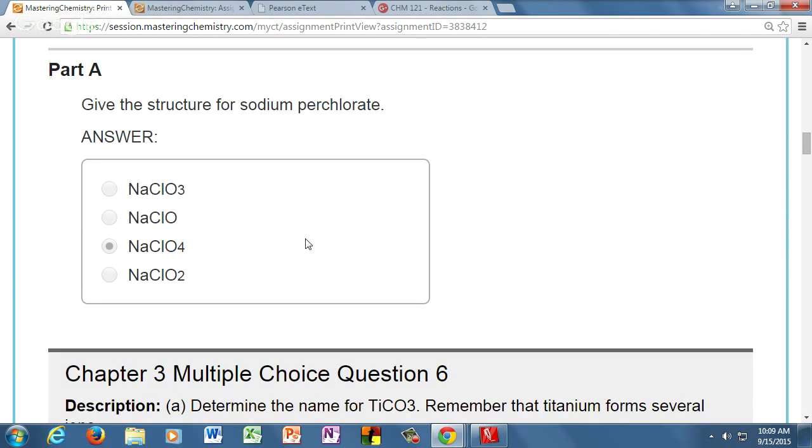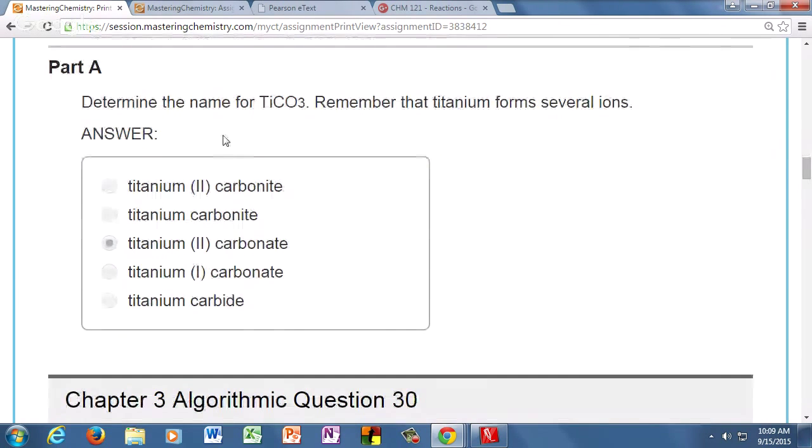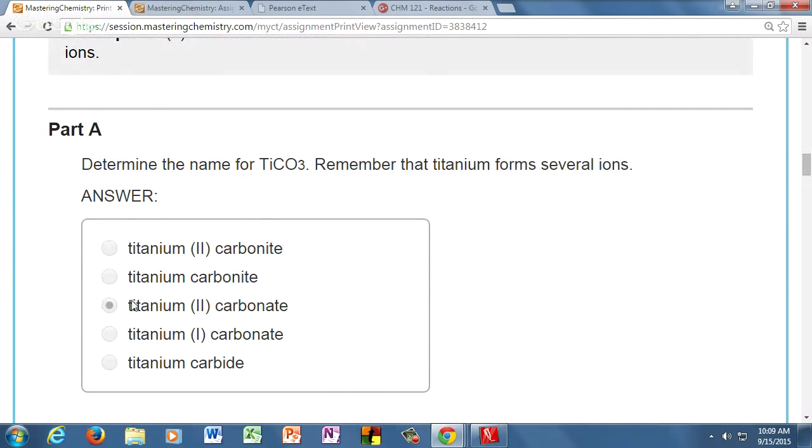All right, a formula, shouldn't really be a structure, it should be a formula for sodium perchlorate. So that is NaClO4. So you had to know that perchlorate is the ClO4 minus anion. TiCO3 is titanium carbonate. It's got to be the 2. It's got to be titanium 2 carbonate because titanium is one of the elements in the middle that can have a variable charge.